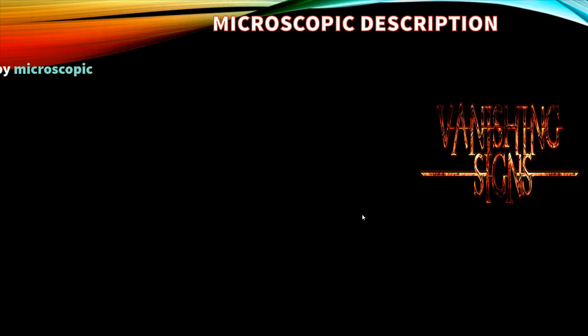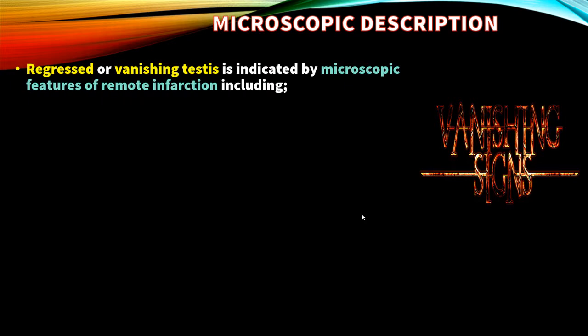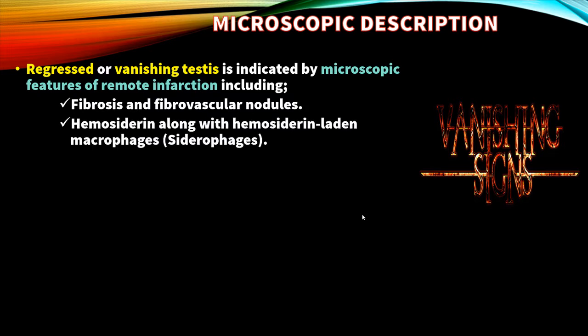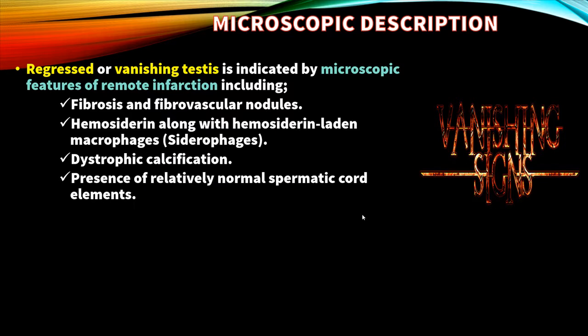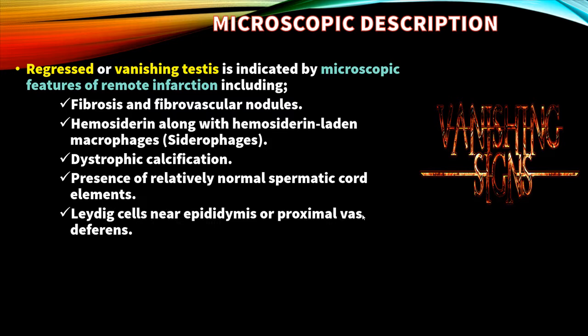Microscopic description. Regressed or vanishing testis is indicated by microscopic features of remote infarction, including fibrosis and fibrovascular nodules, hemosiderin along with hemosiderin-laden macrophages, that is siderophages, dystrophic calcification, and presence of relatively normal spermatic cord elements, Leydig cells near the epididymis or proximal vas deferens.